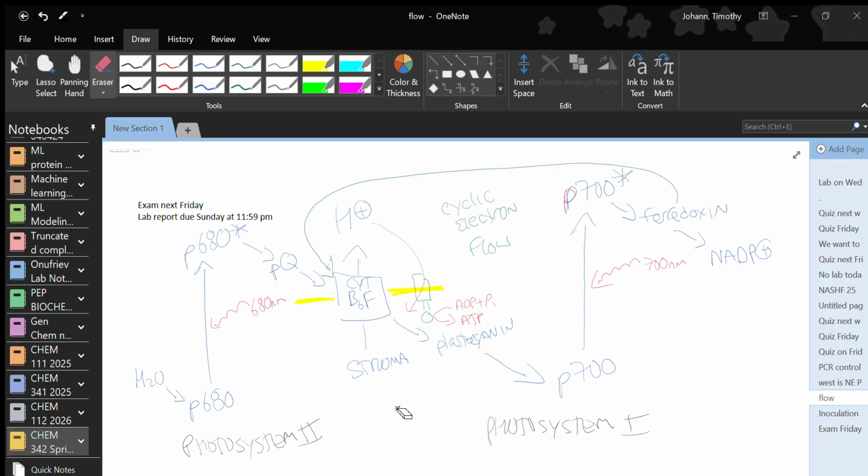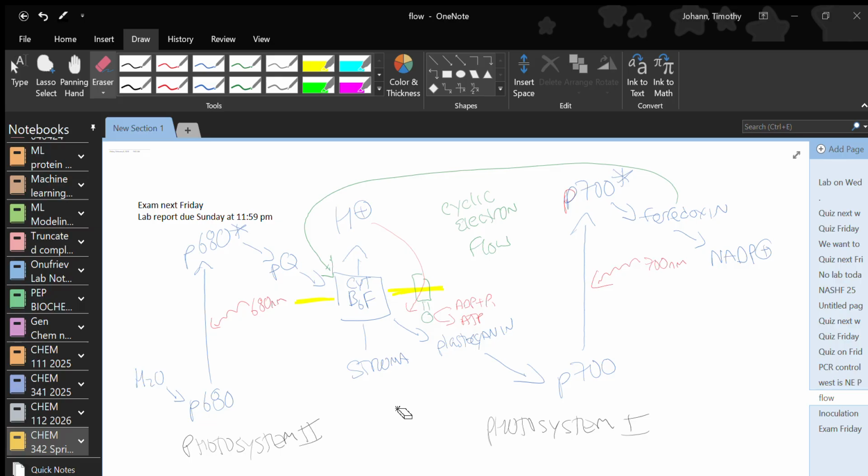Plastiquinone will then donate its electrons to cytochrome b6f. Okay, and this is like our complexes in the electron transport chain. Those electrons go across this, and as they go across this, they get lower and lower in energy. And getting lower and lower in energy, some of that energy is captured and used to pump protons across the membrane. Okay, so into the thylakoid lumen. Stroma out here.